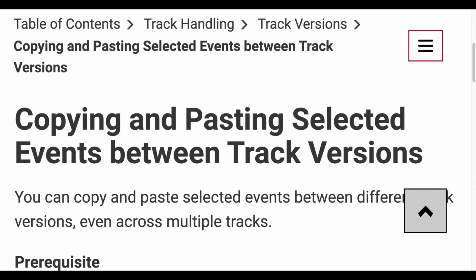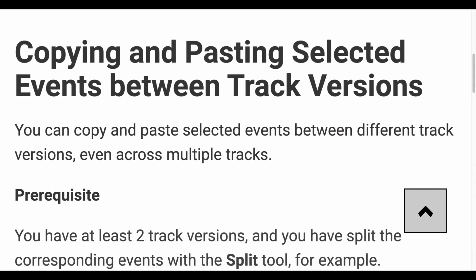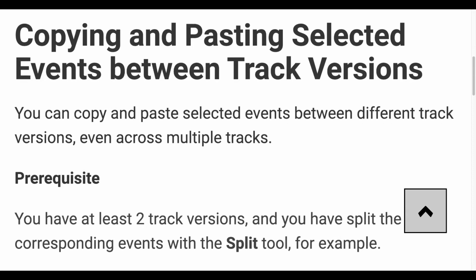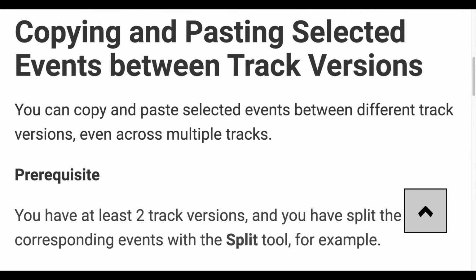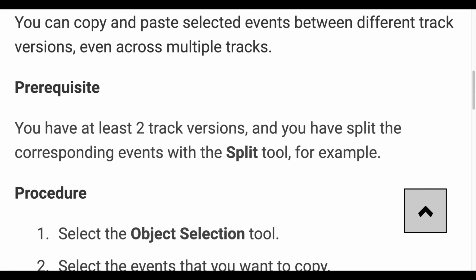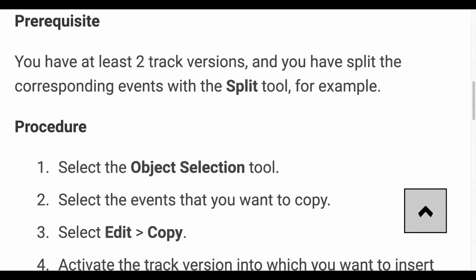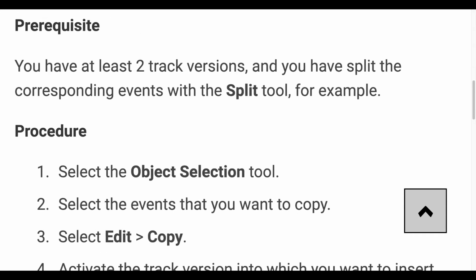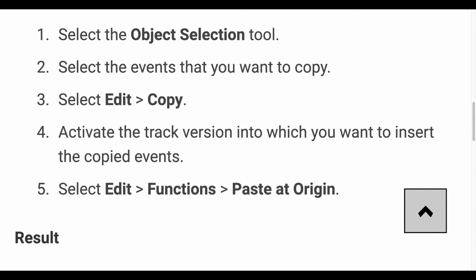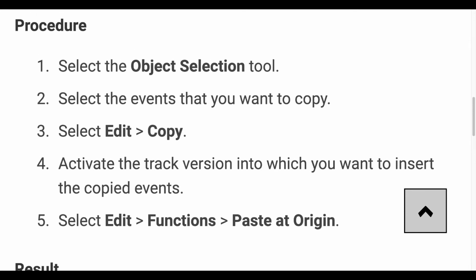Copying and pasting selected events between track versions. You can copy and paste selected events between different track versions even across multiple tracks. Prerequisite: you have at least 2 track versions and you have split the corresponding events with the split tool, for example. Procedure. Select the Object Selection tool. Select the events that you want to copy.